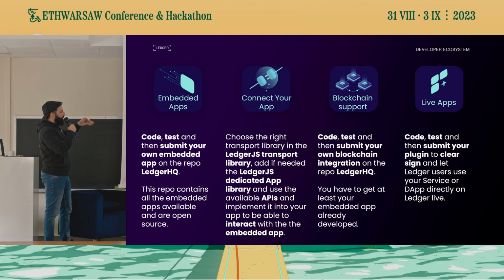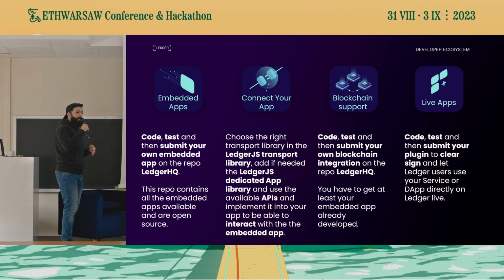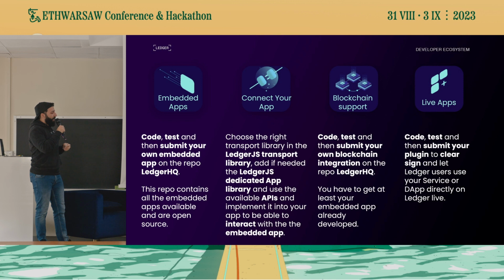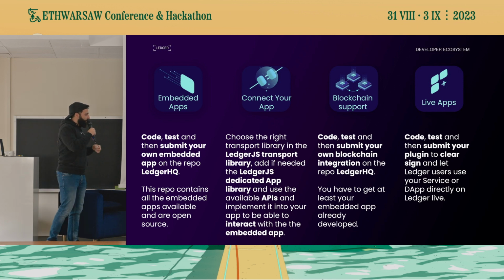And for the connector app option, it's a little different, as it's directly on your side. But as I said, it's just a matter of adding some transport libraries to your app that will be able to communicate with the hardware device. Some APIs also, and yeah, you're good to go, and you will let the users interact directly with the concerned embedded app on the hardware device. And that's it for that part.